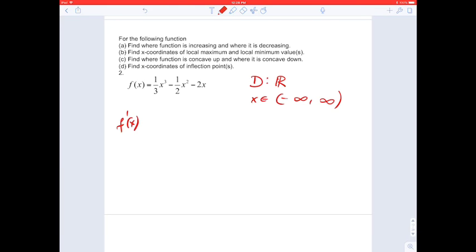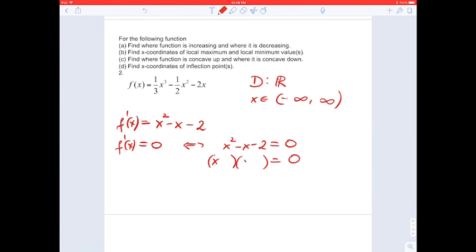As we know, we need the first derivative, because if the first derivative is positive, the function is increasing. If the first derivative is negative, the function is decreasing. For 1/3 x cubed, the derivative is just x squared, minus 1/2 x squared, derivative is just x, and 2x is just 2, negative of course. And then the derivative is 0 if and only if x squared minus x minus 2 is 0. Quadratic expression, we can easily factor.